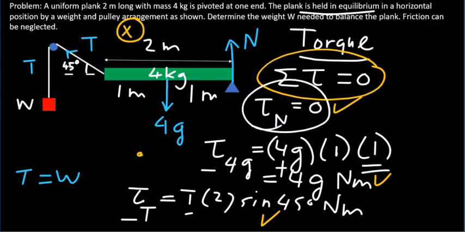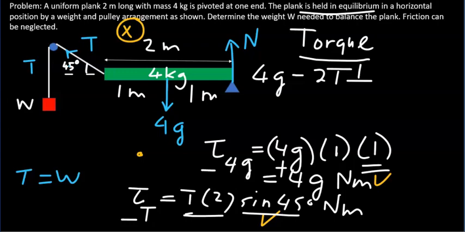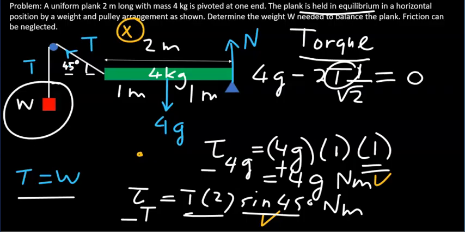This torque is already 0. So let's sum them up and equate that sum to 0. The first torque is 4G, the second torque is 2 times T, that's this one, times sine 45. Sine 45 is 1 over square root 2, and the sum equals 0. Now we also know that this tension from this line is quite simply the weight of that object.